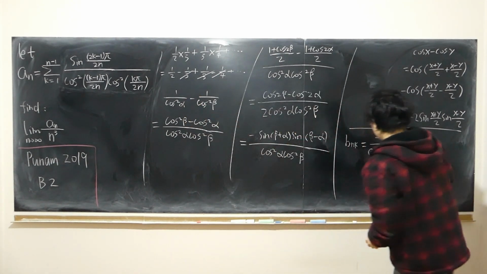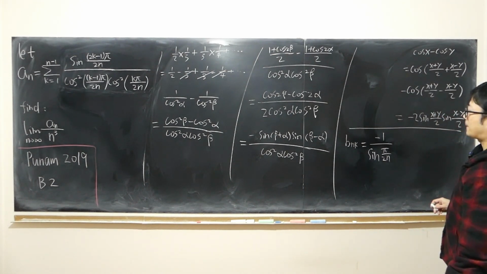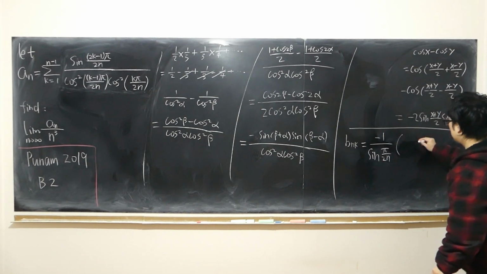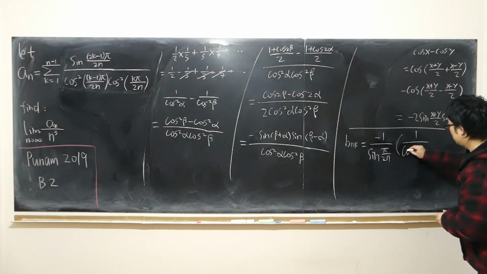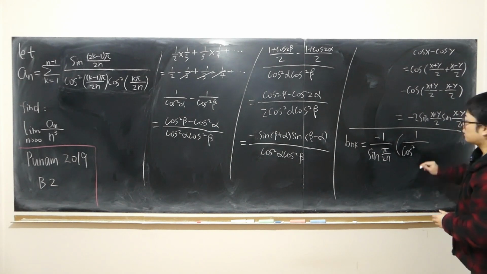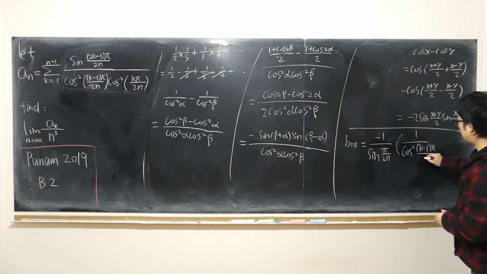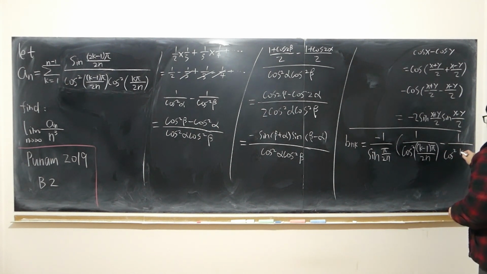So this whole thing is equal to this difference: 1 over cosine squared of (k minus 1) pi over 2n, copy it, minus 1 over cosine squared of k pi over 2n.